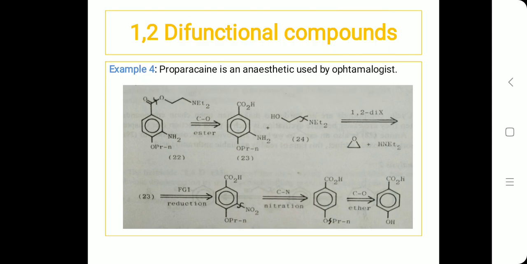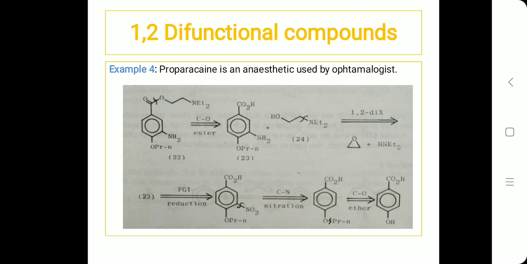Whenever you have an ester group along with other functional groups, always remember that the ester disconnection will always be the first step whenever you're disconnecting compounds involving esters. So hence, here, since there is an ester, first we're going to disconnect the ester, that is the carbonyl carbon and the oxygen. So above the retrosynthetic arrow we're going to write C-O, and then below that we're going to write ester. Now after the first disconnection, we're going to get two synthetic equivalents. One is the aminobenzoic acid, and the other is the alcohol.